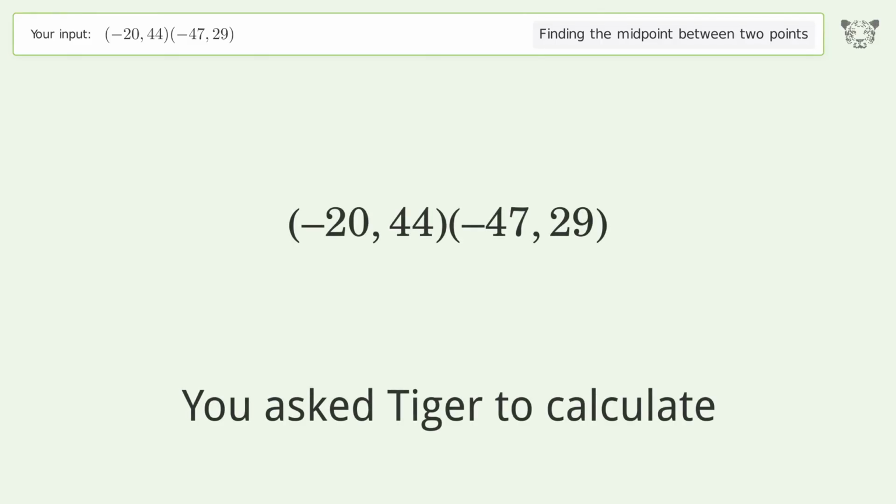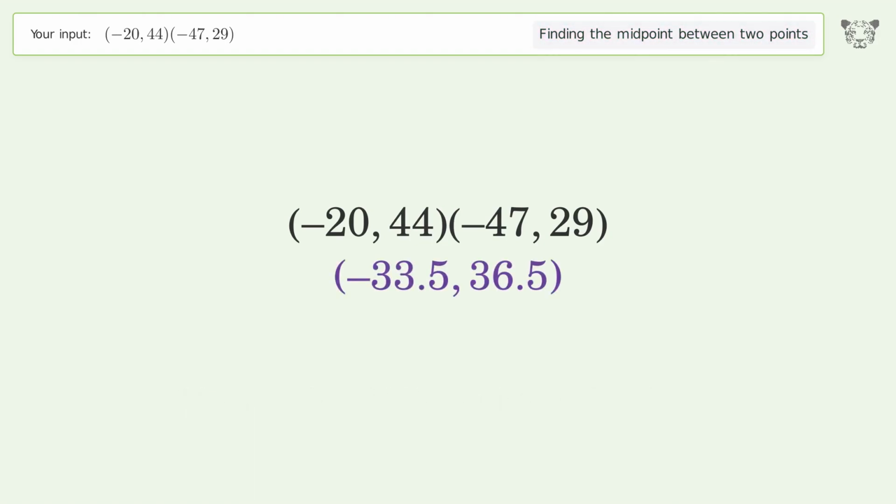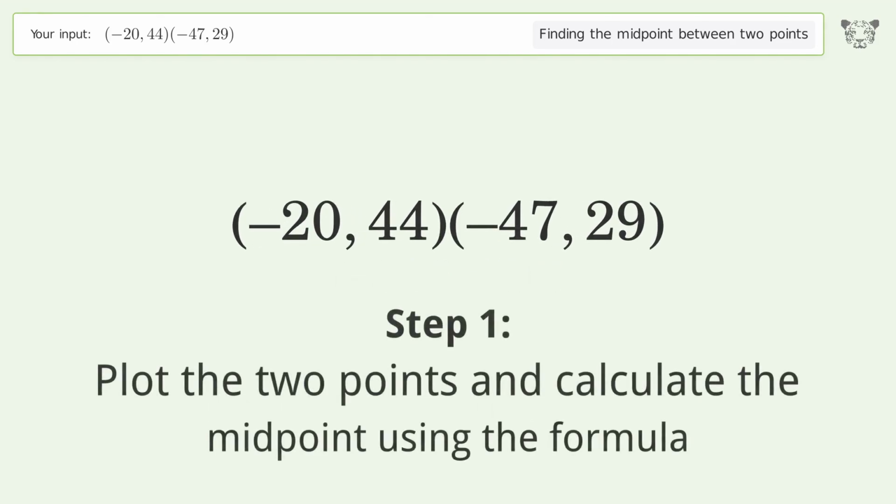You ask Tiger to calculate. This deals with finding the midpoint between 2 points. The midpoint between the 2 points is negative 33.5, 36.5. Let's solve it step by step. Plot the 2 points and calculate the midpoint using the formula.